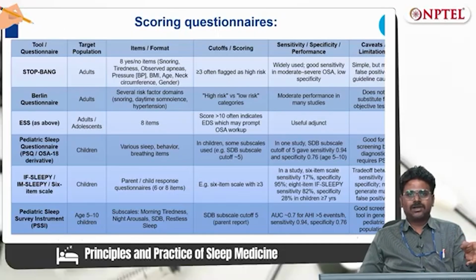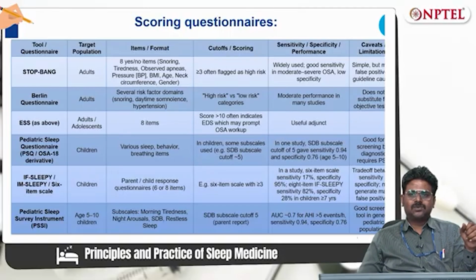Basically, in this slide we are going to compare the various questionnaires. The target population is adults in the case of STOP-Bang, Berlin questionnaire and ESS, and in the case of children we can use the pediatric sleep questionnaire, the 6-item or 8-item scale questionnaire, or the pediatric sleep survey instrument. Then coming to sensitivity, specificity and performance. STOP-Bang is widely used, with good sensitivity in moderate to severe OSA and low specificity. The Berlin questionnaire carries moderate performance in many studies. And ESS can be useful as an adjunct.